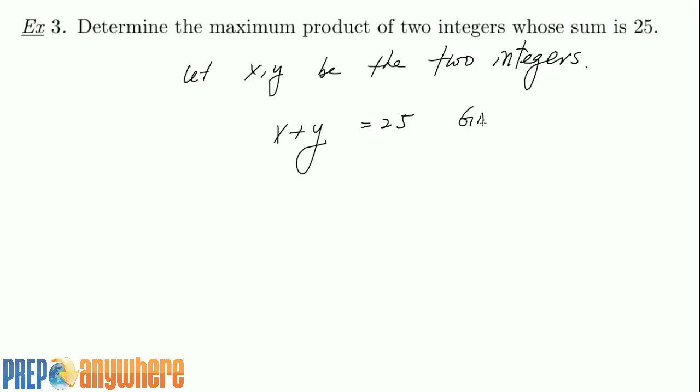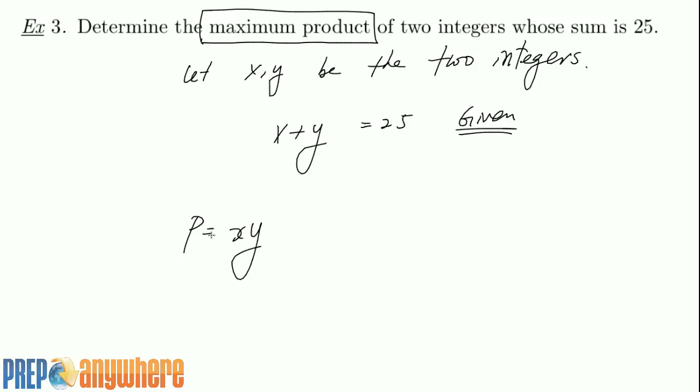This is given. But what they want is, what is the maximum product? So how do you represent the product, given that we have x and y as two integers? xy, right? Okay, that's the product. Let's call that p. Okay, p is equal to xy.